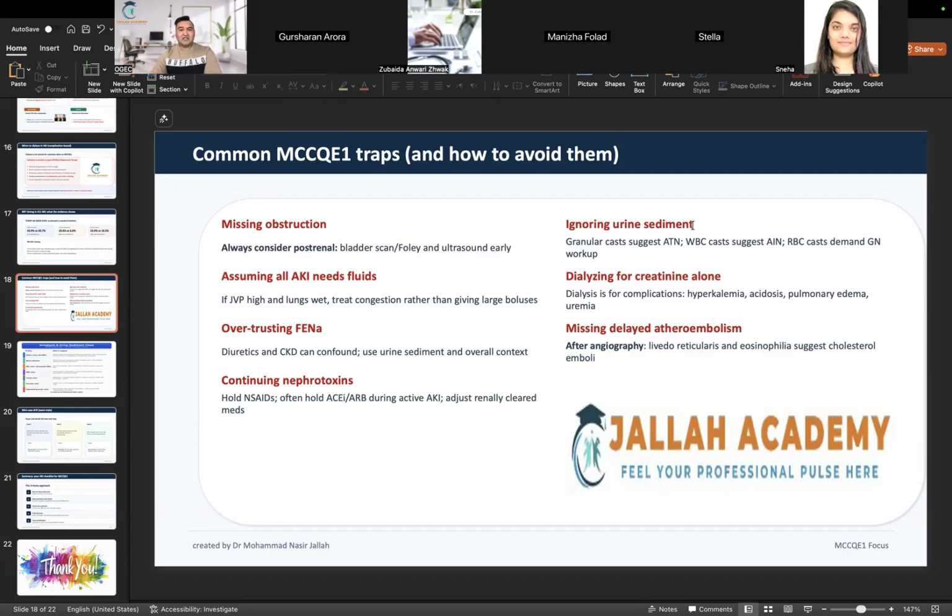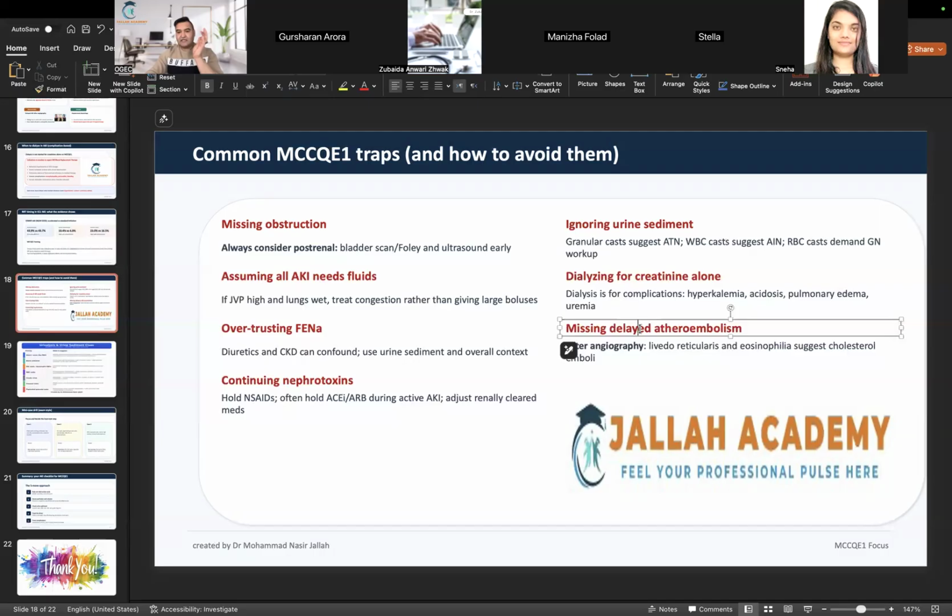Ignoring urine sediment, you cannot diagnose acute kidney injury if you don't know the urine sediments. Basically, if you know the urine sediments, you can diagnose and pinpoint what type of acute kidney injury I'm dealing with. If you have granular cast, it is acute tubular necrosis. If you have WBC cast, it is acute interstitial nephritis. If you have RBC cast, it is acute glomerulonephritis.